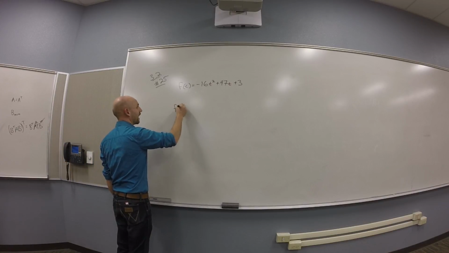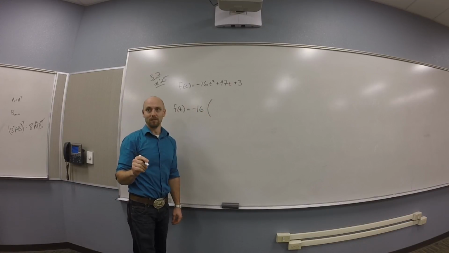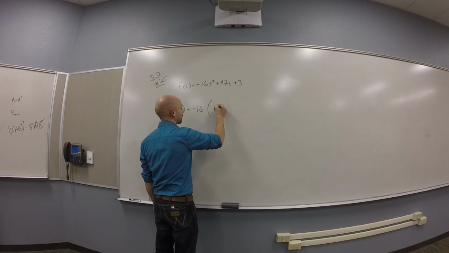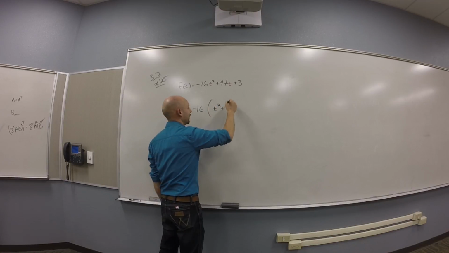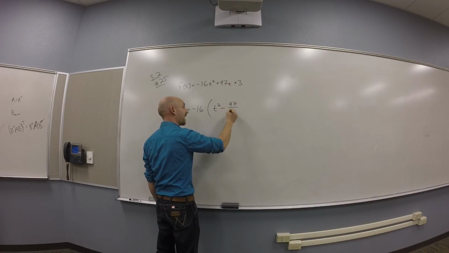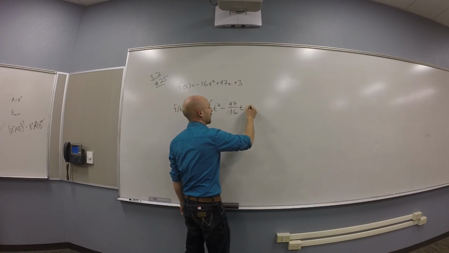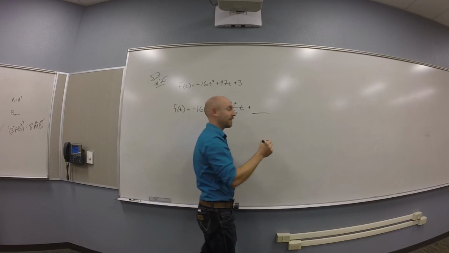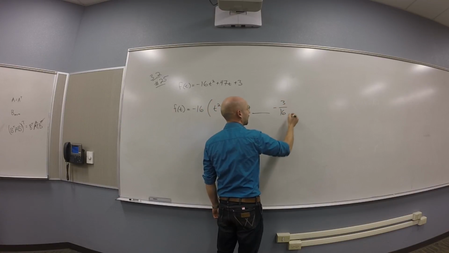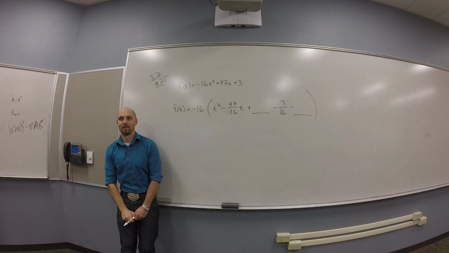So I'm going to say, okay, this is f of t is negative 16 times t squared plus 47 over negative 16, put that as minus 47 over 16t, plus, right? 3 over 16. And then I'm going to put a blank in here. And then I'm going to put minus 3 over 16, and I'm going to put minus a blank there. You guys all good with that? The blank's confusing? Yeah.